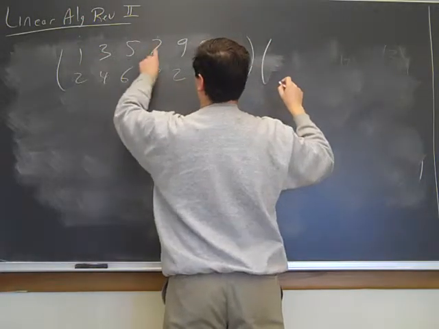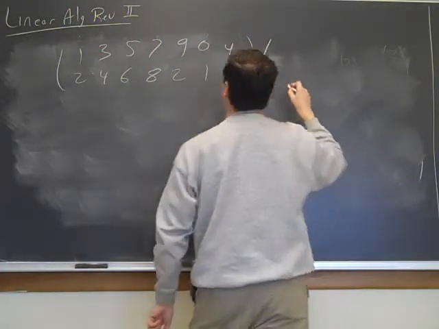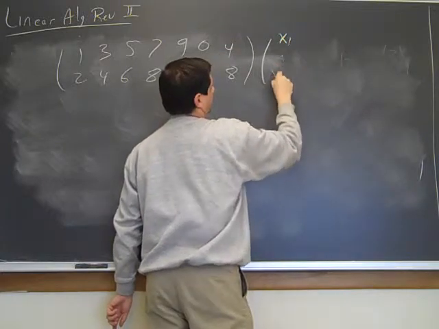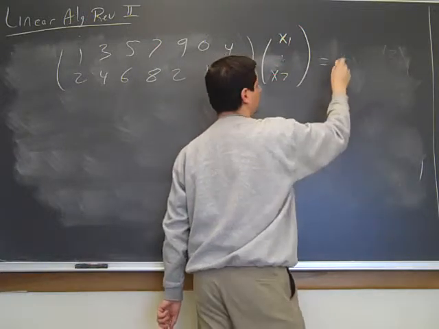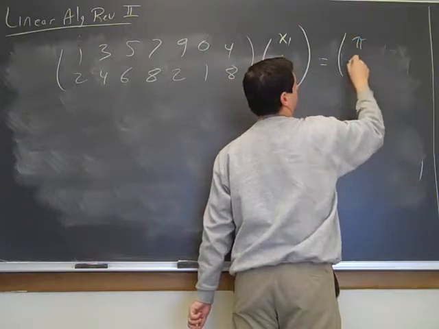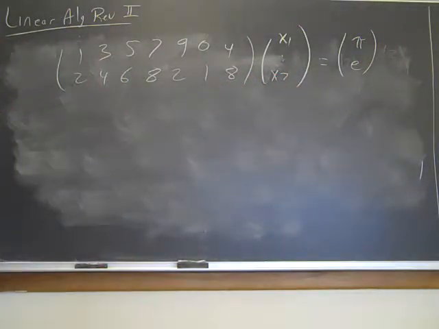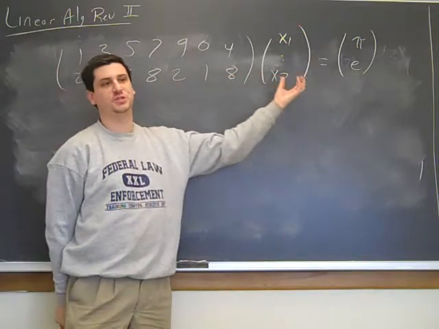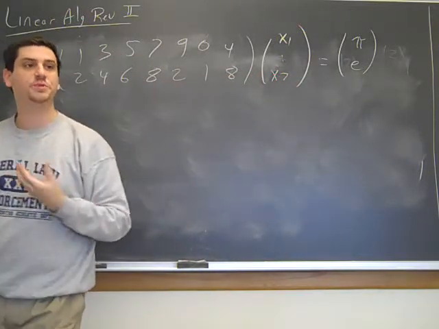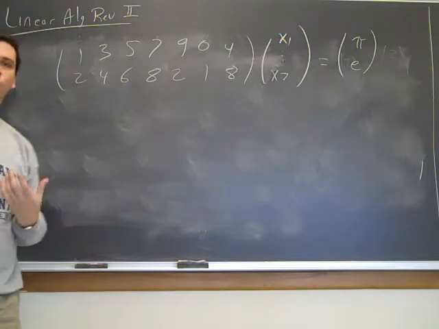All right, 1, 2, 3, 4, 5, 6, 7, I think. x1 through x7 equals pi, e. Okay. Do you expect to have a solution to this? Do you expect to be able to solve this massive system of equations? And if so, do you expect to be able to solve it in many ways or just one way?